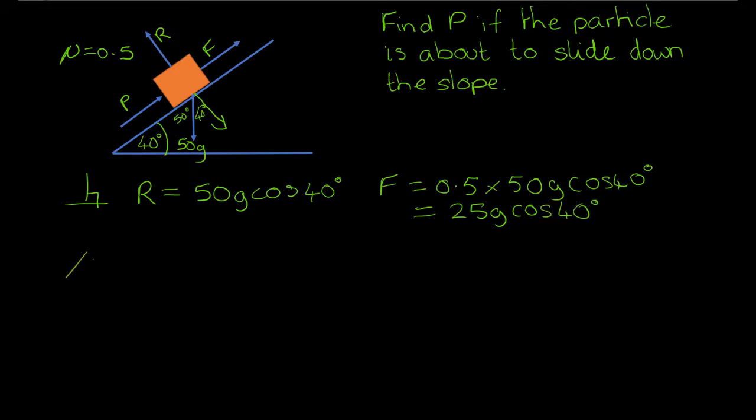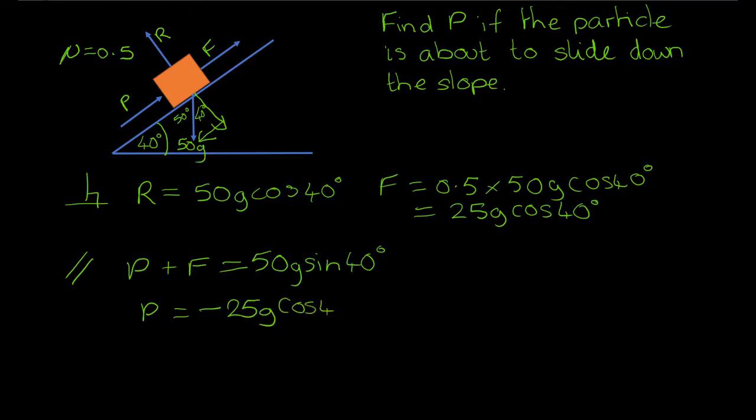So now we're going to resolve parallel. So parallel, we've got P and F acting in the same direction, but we're going to have the element of the weight force acting in the opposite direction. So they're going to balance. So that's going to be 50G, and that one will be sine 40 degrees. So we can see that P is going to be equal to minus 25G cos 40 degrees, the friction force, plus 50G sine 40, the weight element. And if we pop all of that in a calculator, that works out to 127 newtons.